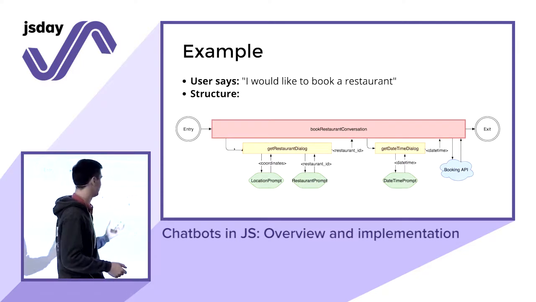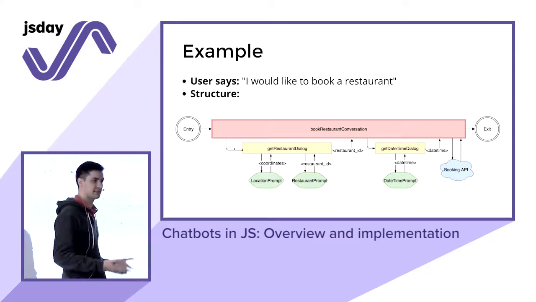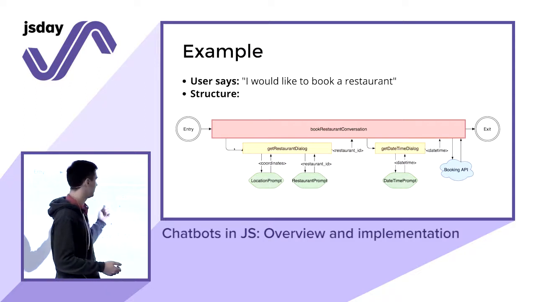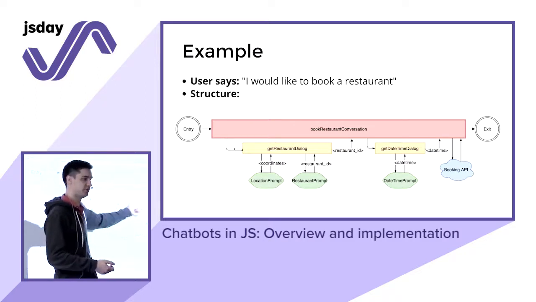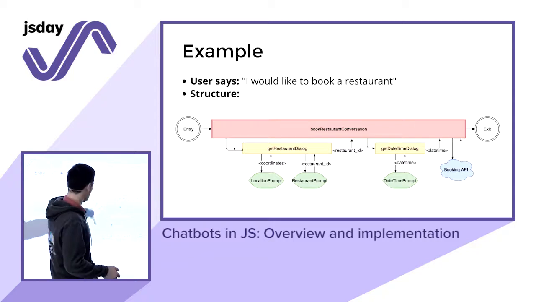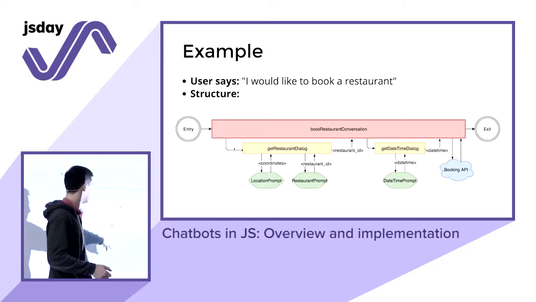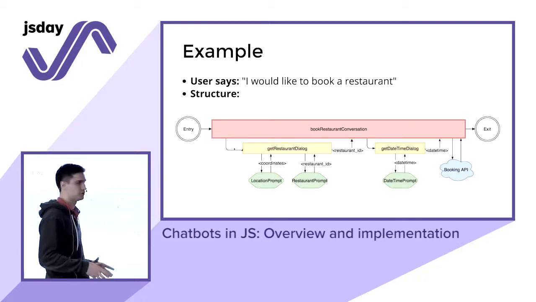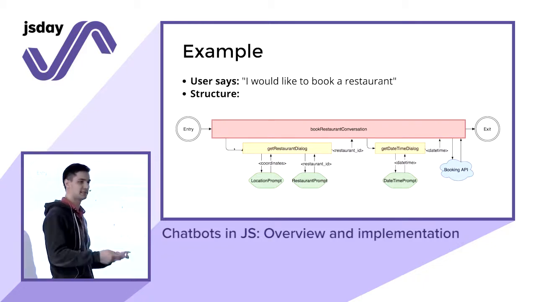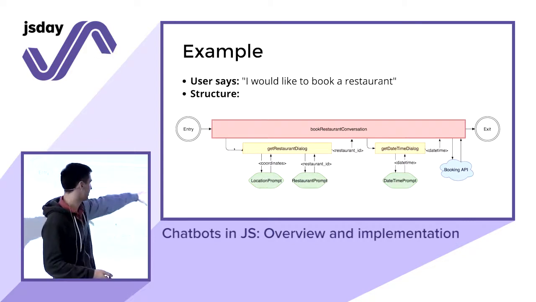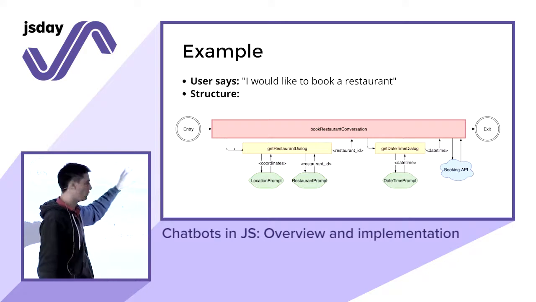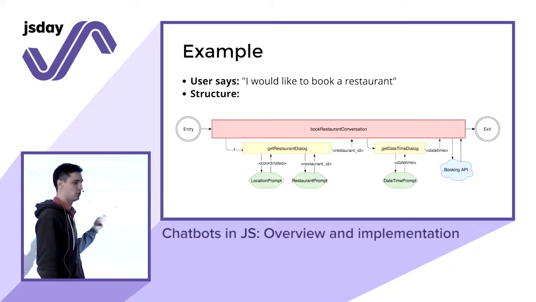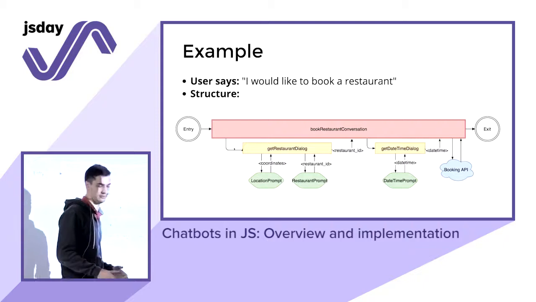The first thing this conversation needs is to get a specific restaurant from the user, and then get a date and a time from the user. How it will work: you will go through a get restaurant dialog, which will call a location prompt to retrieve the user position, then call a restaurant prompt to pass a list of restaurants so the user can choose. Same thing for the get date and time detail, and at the end of the conversation, we will want to send a request to a booking API before ending the conversation.